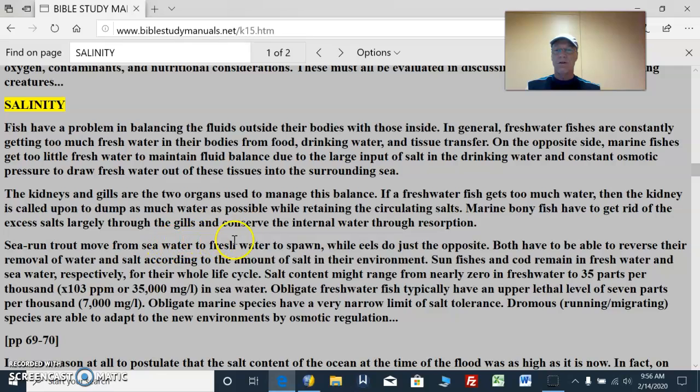Sea-run trout move from seawater to freshwater to spawn, while eels do just the opposite. Both have to have the ability to reverse their removal of water and salt according to the amount of salt in their environment. Amazing. So there's an intelligent design there that screams. Sunfishes and cod remain in freshwater and seawater respectively for their whole life cycle. Salt content might range from nearly 0 in freshwater to 35 parts per thousand in seawater. Obligate freshwater fish typically have an upper lethal level of 7 parts per thousand. Obligate marine species have a very narrow limit of salt tolerance. Anadromous, running and migrating species, are able to adapt to the new environments by osmotic regulation.